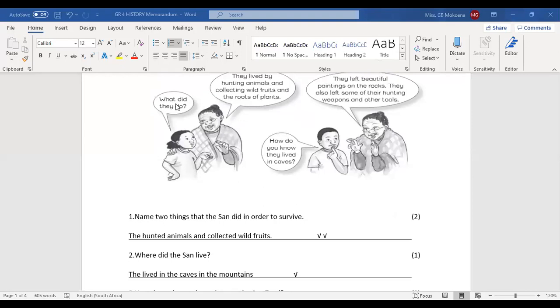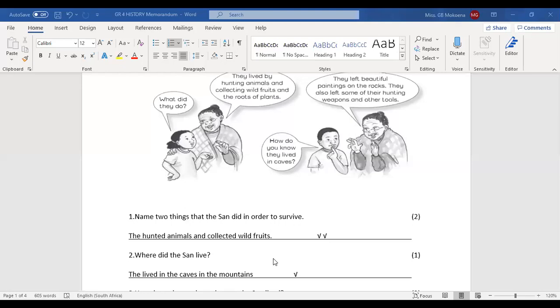If your answer is different from mine on the screen here, you can raise your hand. If it's not different, you don't raise your hand, okay? Isn't it we have different answers? And it's not like they're wrong, they're right. So name the 2 things that the San did in order to survive.